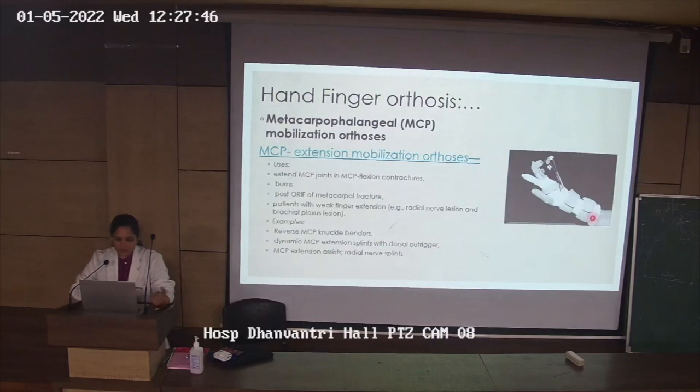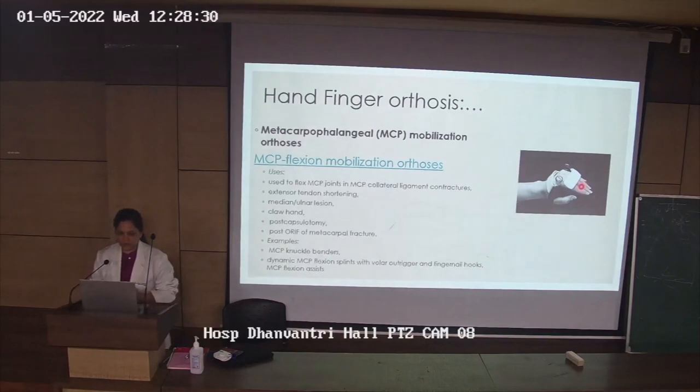Then the metacarpophalangeal mobilization orthosis. Here you can see these are the springs, these are the rubber cords. It is used to extend the MCP joint in MCP flexion contractures in patients who have suffered burns, patients who have undergone open reduction internal fixation of the metacarpal fractures, and patients with weak finger extension such as in cases seen with radial nerve lesions or brachial plexus lesions. The example of such orthosis is the reverse MCP knuckle bender, which is seen in this picture. Then the dynamic metacarpophalangeal extension splint with dorsal outrigger or MCP extension assist with radial nerve splints.